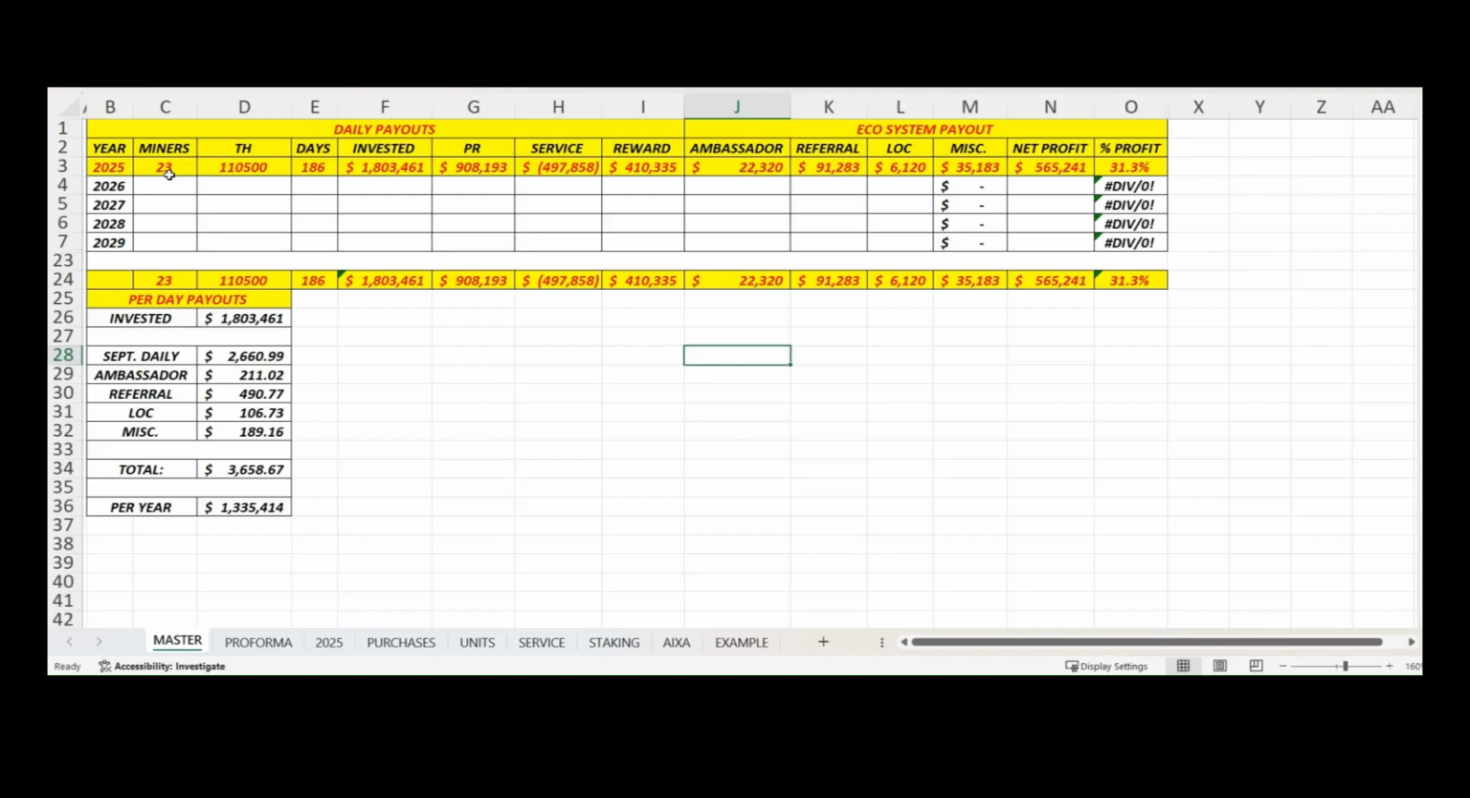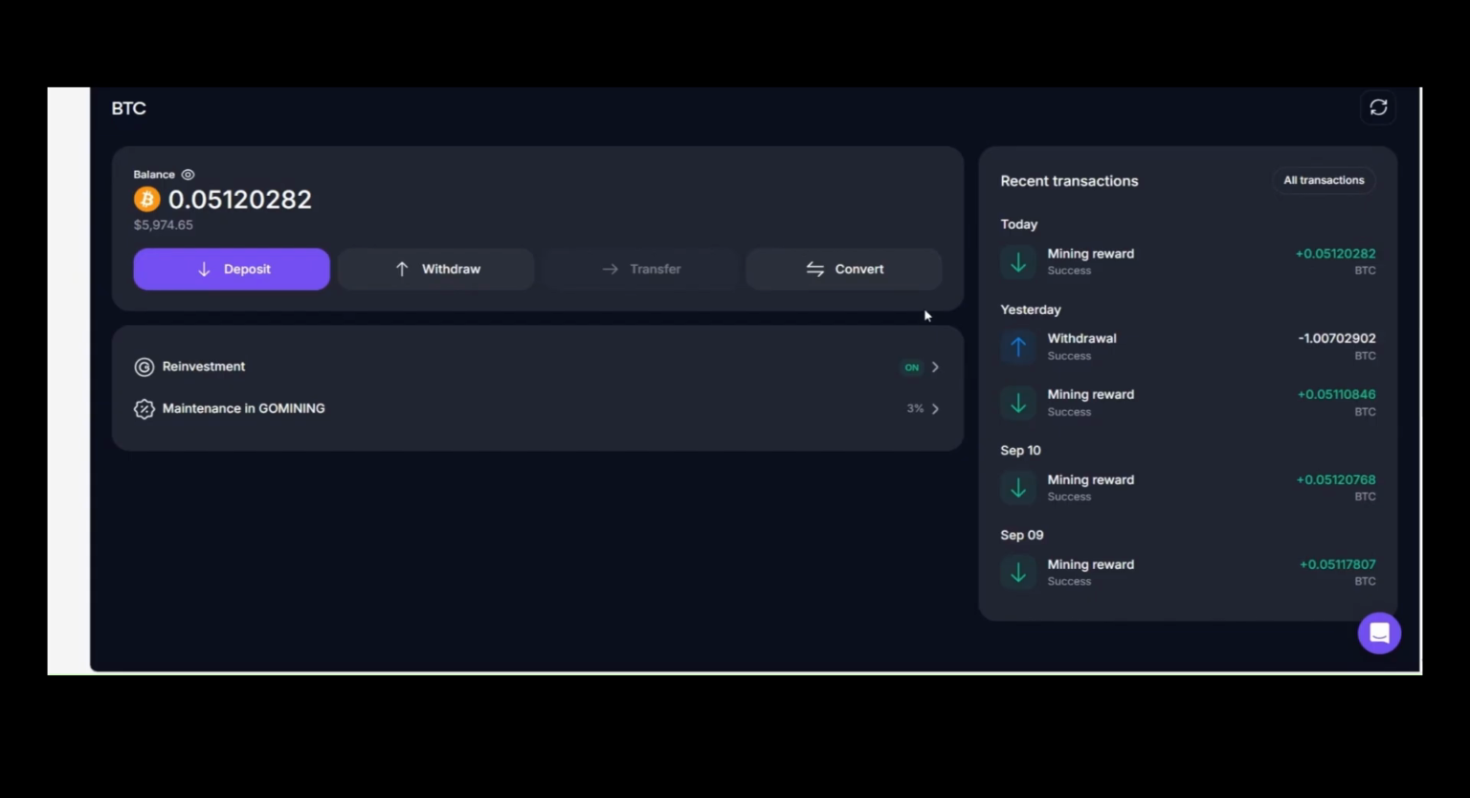Question number three. Can you move Bitcoin from Gomining to a private wallet? It's going to show proof. This is the withdrawal. Confirmed. Handled the proper way. No issues from Gomining. Went on without a hitch.